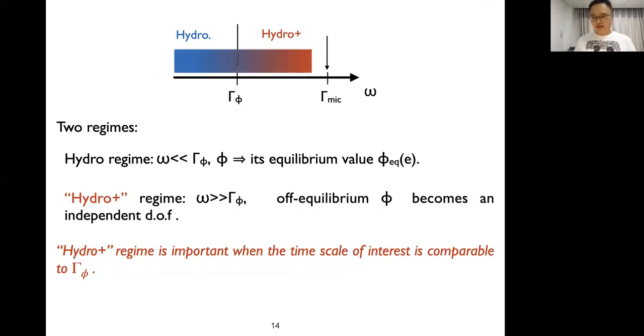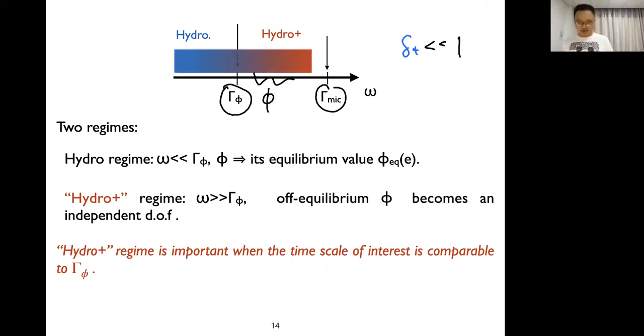So let me be brief about this slide. Let us just imagine a situation where this additional parameter becomes very small. What that means is there's a window between the equilibration rate of the slow mode and the equilibration rate of the microscopic modes, in which you cannot simply apply hydrodynamics, because in this region you should treat these additional slow modes as independent degrees of freedom.